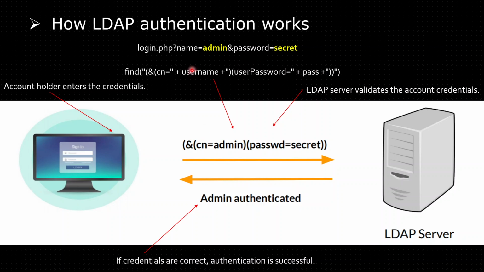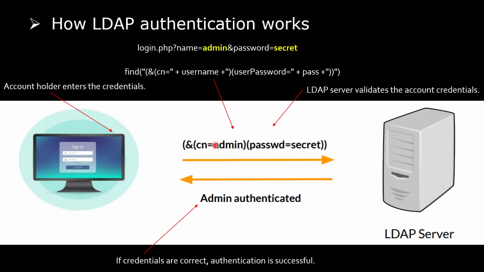This is the query structure. This is the standard query, and this is the query for this particular login. So the query is: find a record where common name is equal to admin and password is equal to secret. Find a record where common name is admin and where password is secret. And if you have entered admin and secret, it will go to the LDAP server.